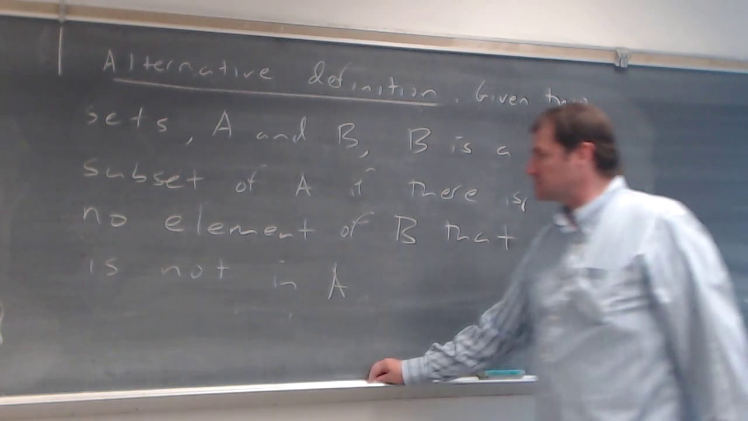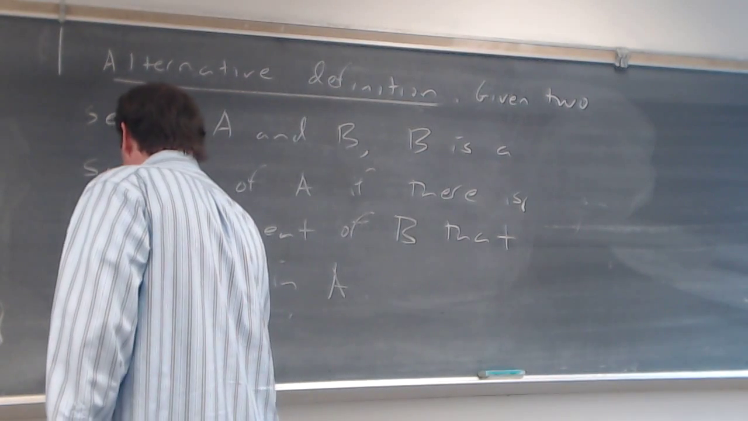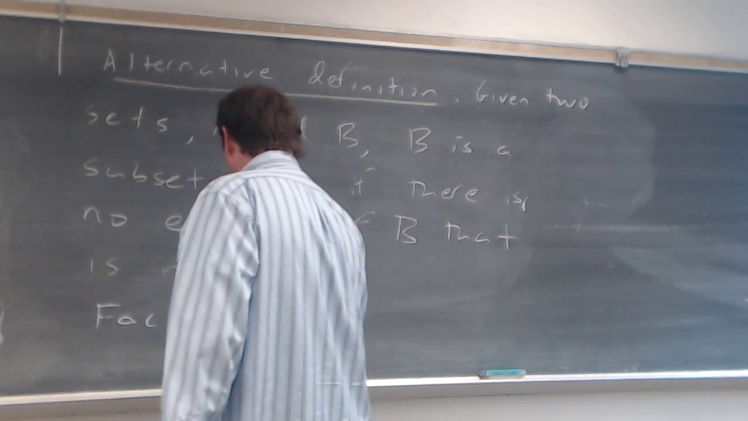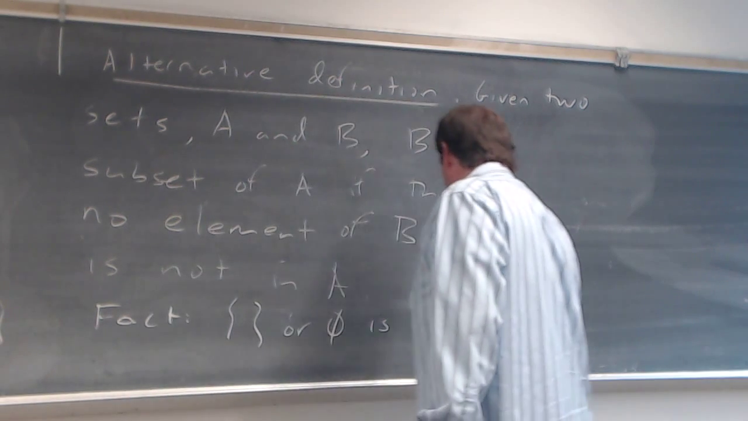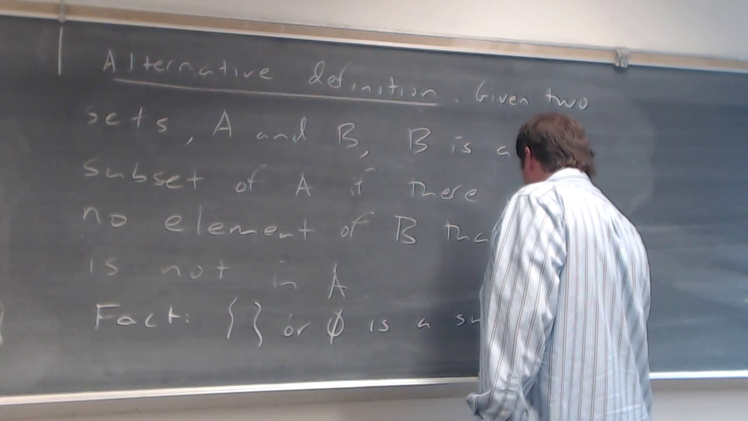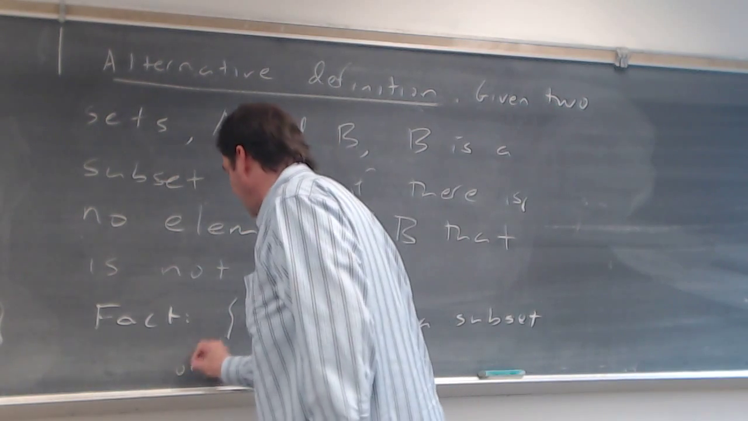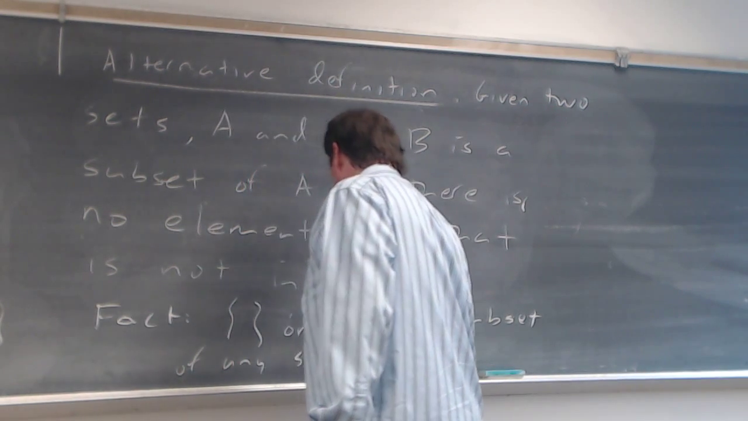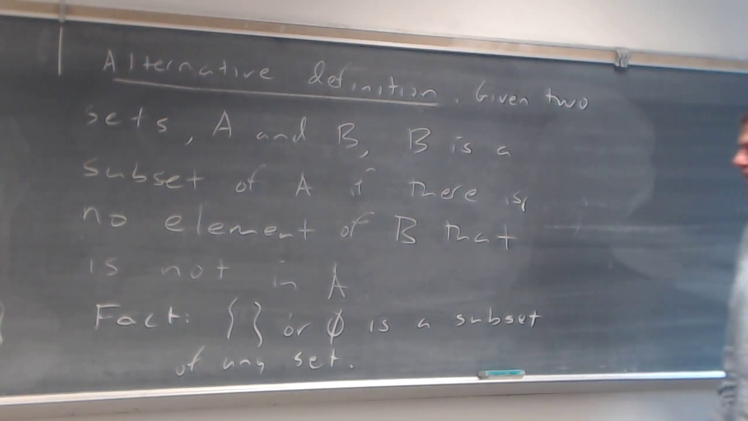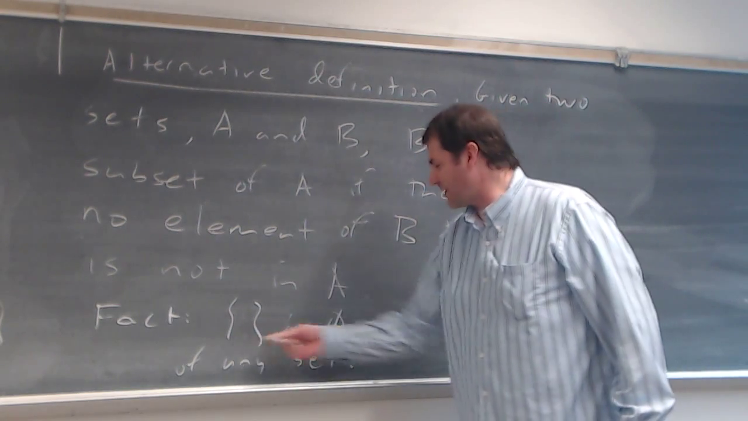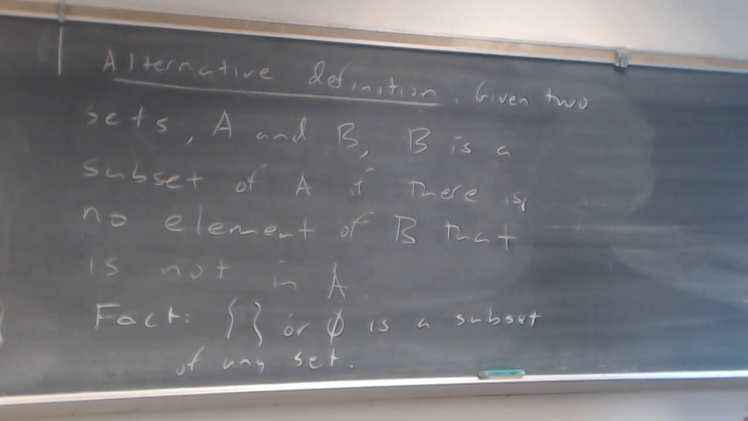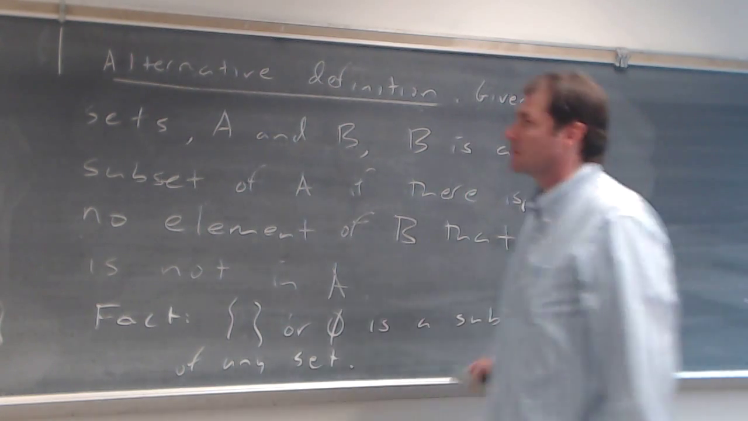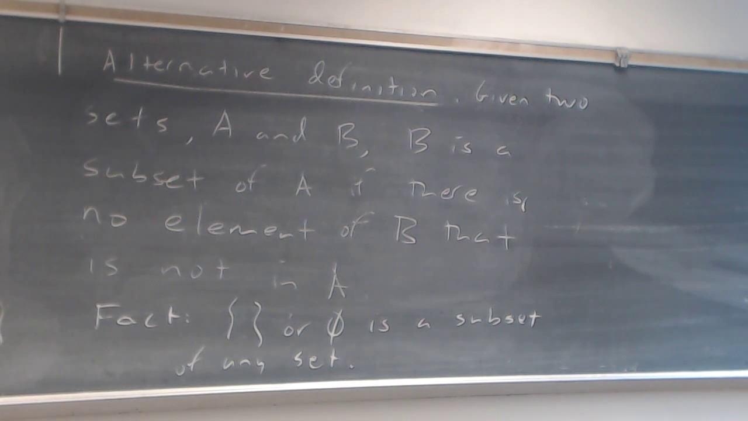Okay? What this definition gives us is a fact, and that is the empty set or null set is a subset of any set. So you give me a set, and then the empty set or the null set will be a subset of it. And the reason is because you can't find anything in the empty set that's not in the given set, because there's nothing in the empty set. So that's an interesting fact.